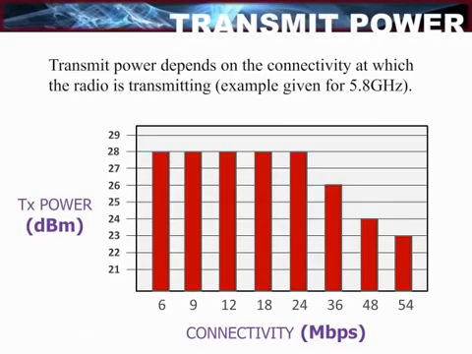As an aspect of the transmitter, transmit output power depends on the connectivity at which the radio is transmitting. The example given here is for 5 GHz 802.11a. As can be seen, the higher connectivities actually have a lower transmit power than the lower connectivities.